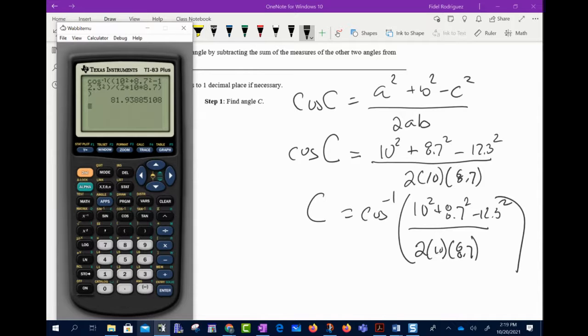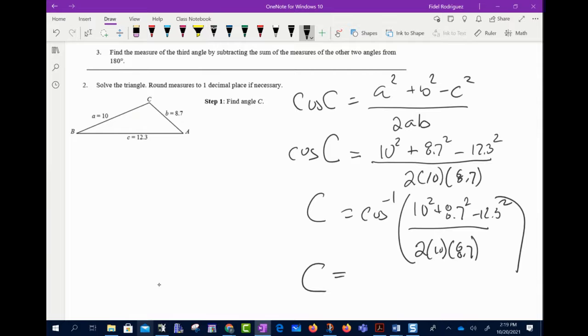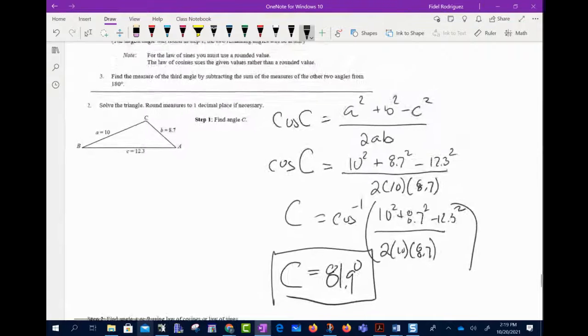Thank you, Thomas. So C, again, we're going to one decimal place. Would you say 81.9 or 82? 81.9. So C equals 81.9 degrees. Okay.